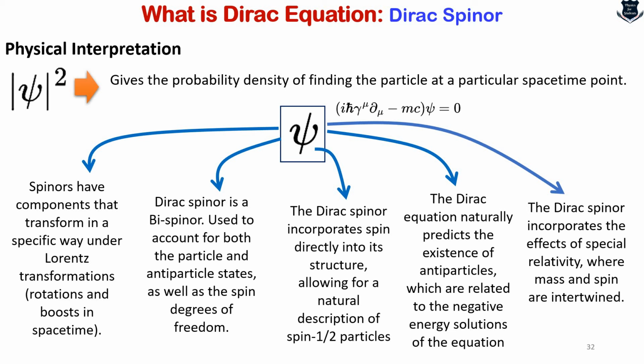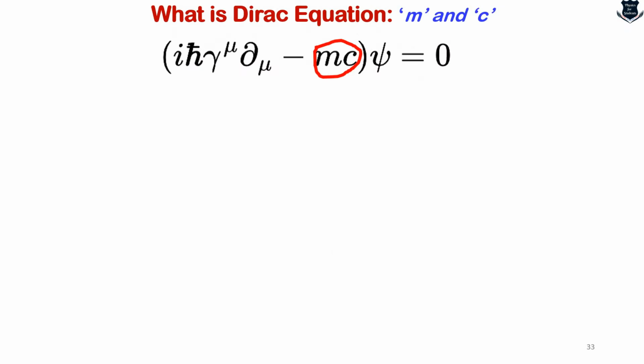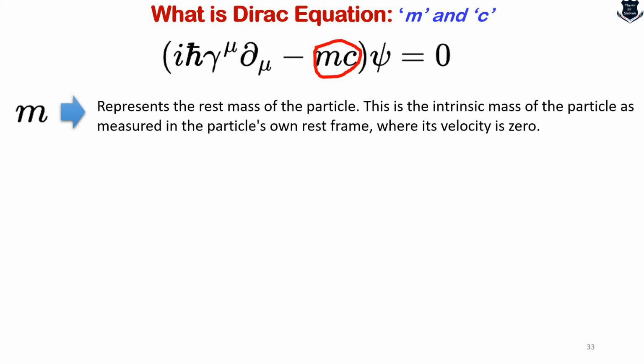So if you now look at the equation, you have done with i, h bar is the Planck's constant, gamma mu, gamma matrices, del mu is the 4-gradient. You have done with the psi, which is the spinor, not a usual wave function, and we are left with the last two things which are fairly easy, the m and the c. So the m actually is the rest mass of the particle. This is the intrinsic mass of the particle, and c obviously is the speed of light.